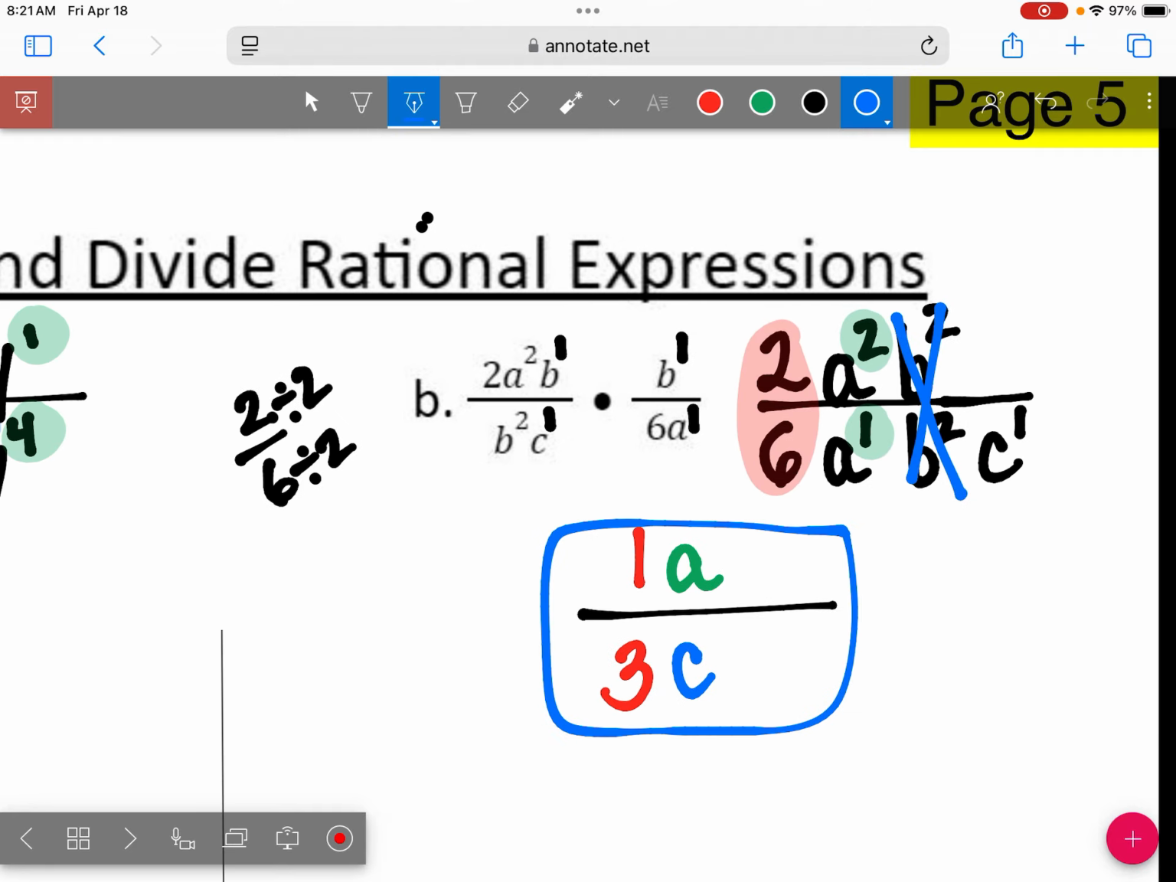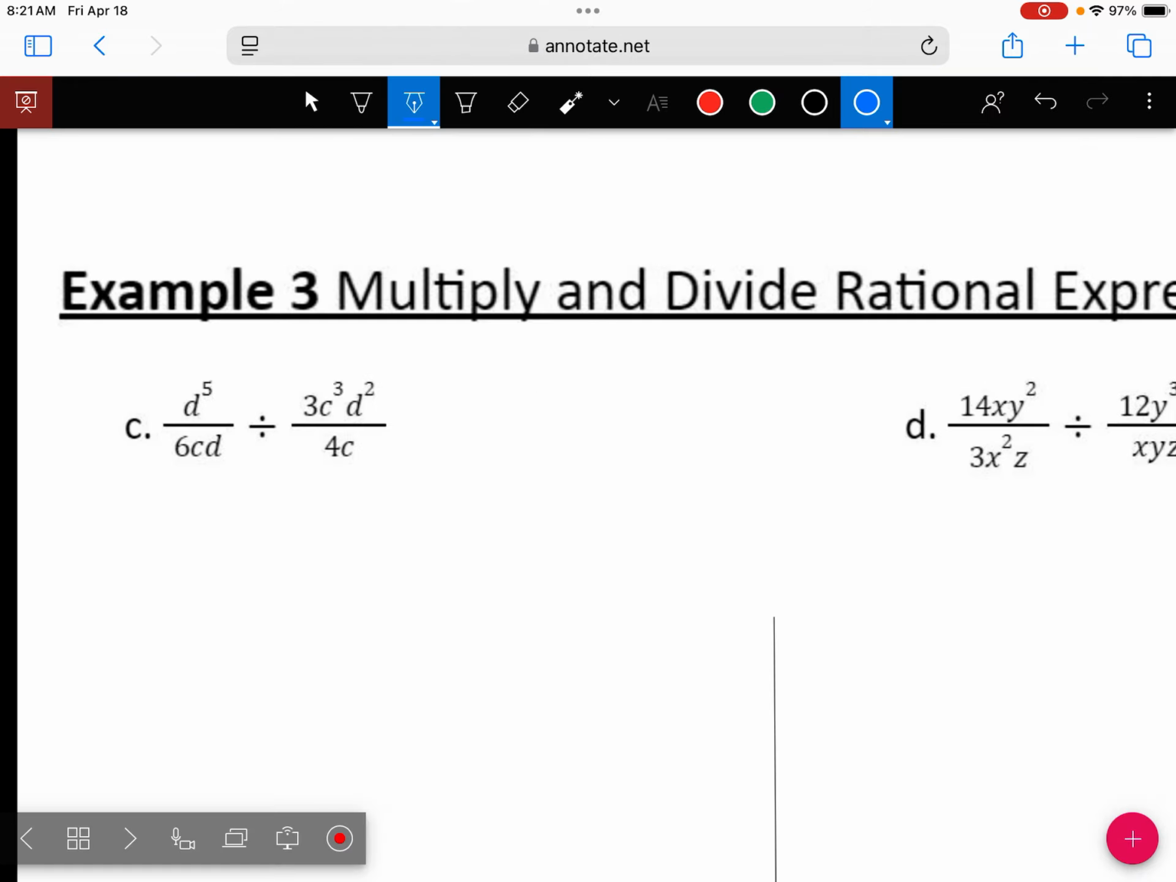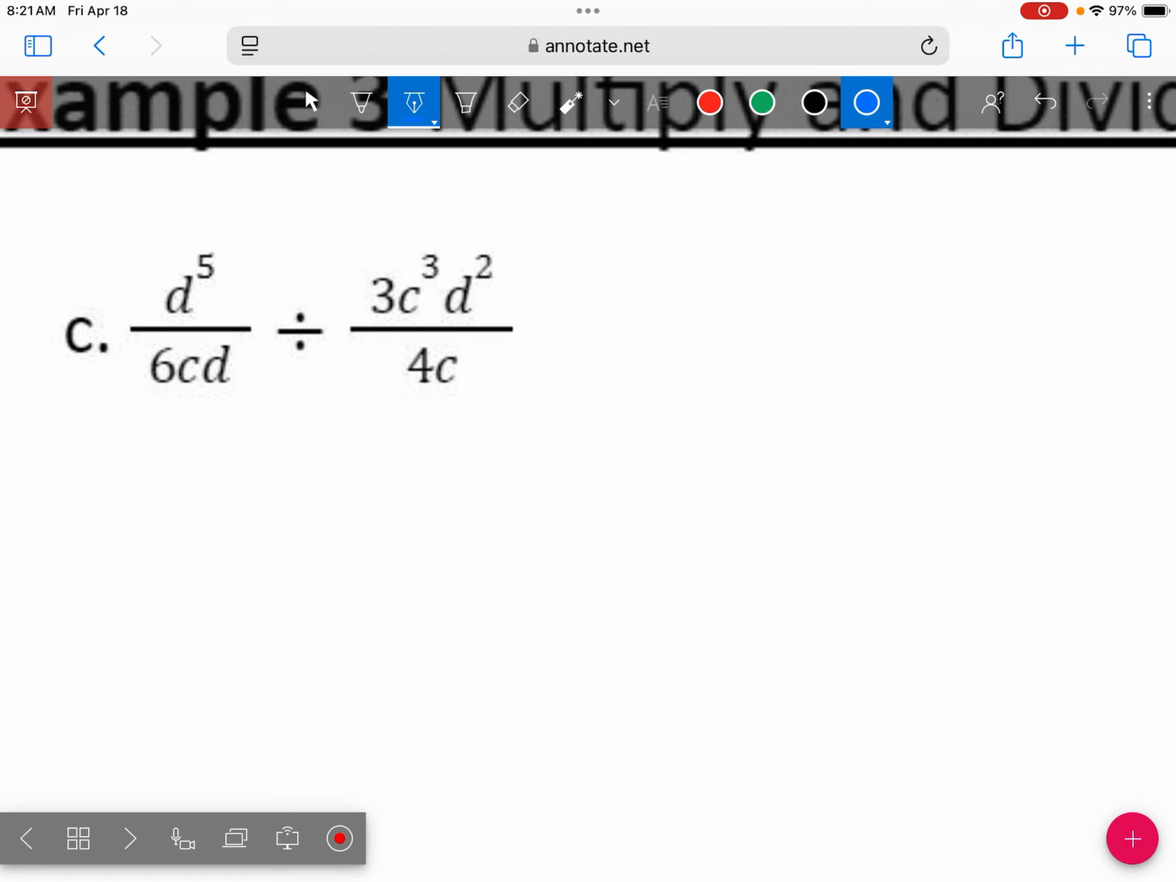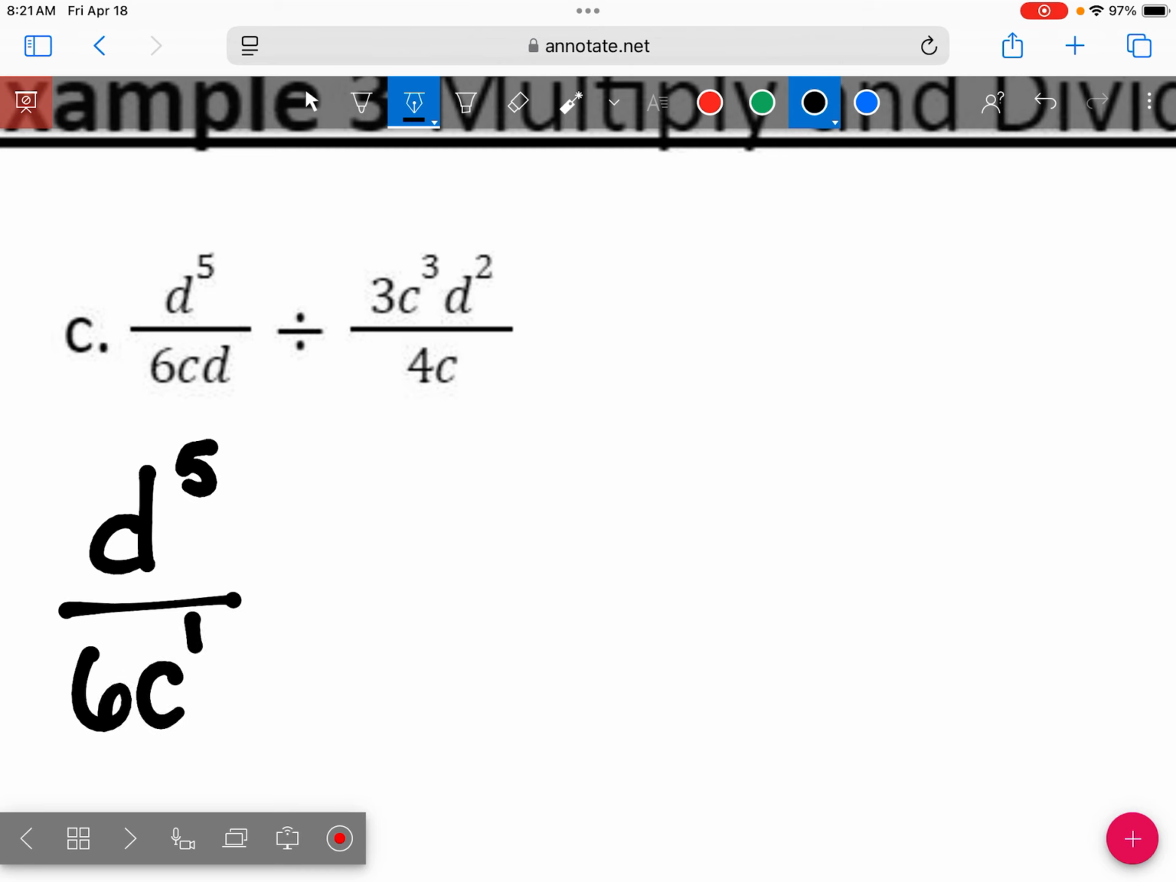All right, so let's look at question C. When it's division, what do we have to do with the second fraction? Flip it. Yeah, we have to do our keep, change, flip. So the first thing I'm going to do is rewrite this. D to the 5th over 6CD.